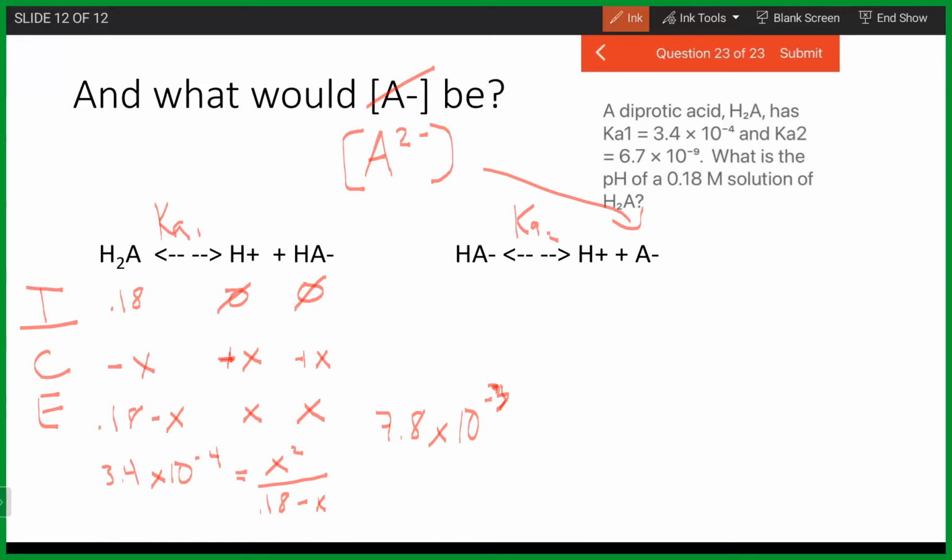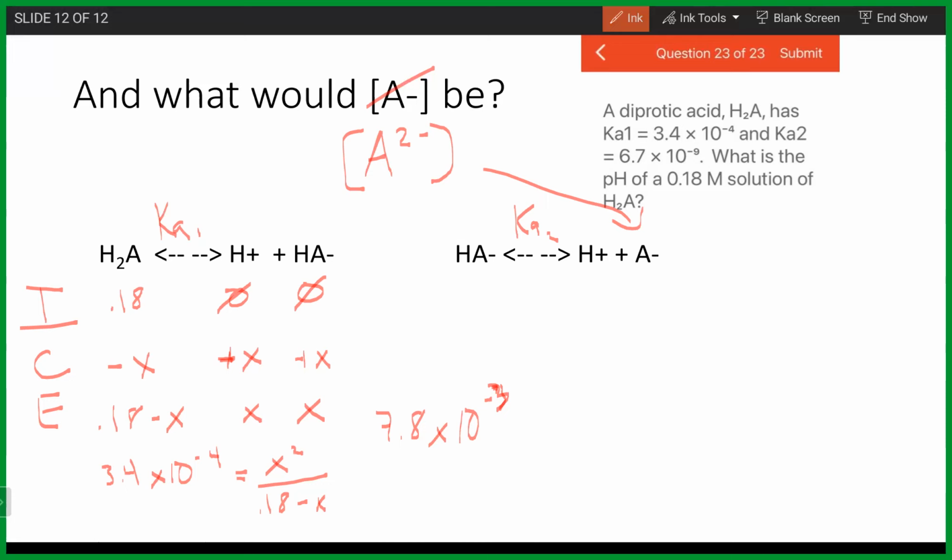So generally, if it's 10 to the negative third or greater, definitely do the quadratic. 10 to the negative fifth or smaller, you can kind of ignore it. In this case, it doesn't really make too much of a difference either way, but we just want to keep that in mind.